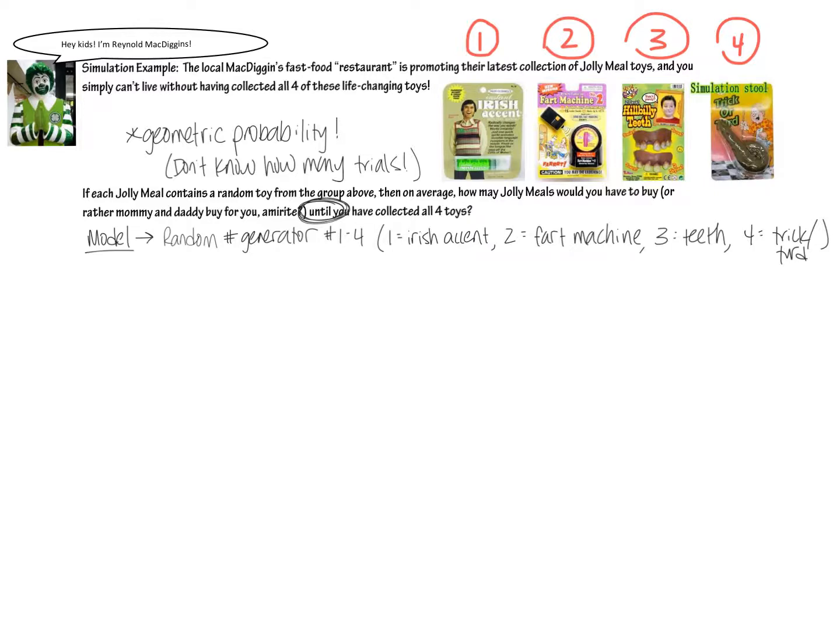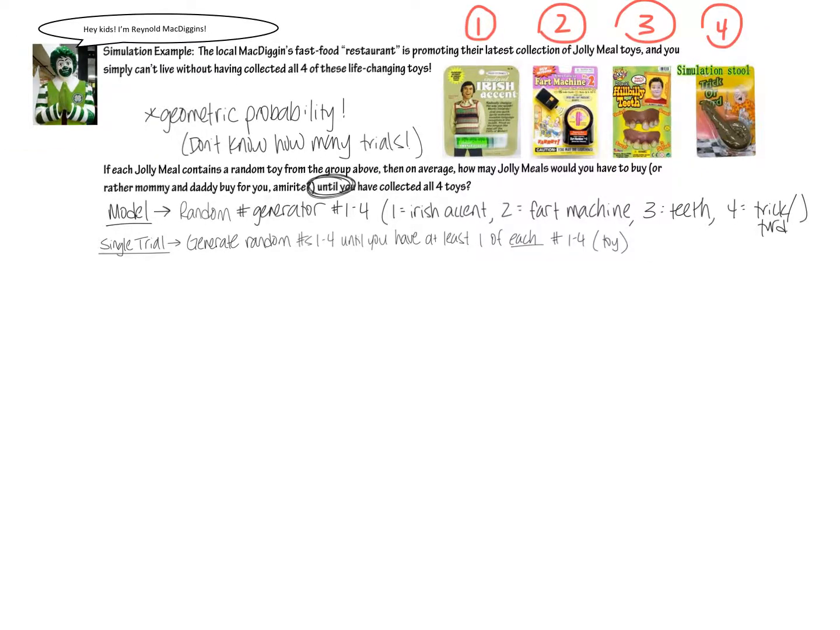And in that single trial, each time I'm using my calculator and pressing buttons, I'm generating numbers. What does that look like? So here's what my single trial looks like. I am going to continue hitting random number on my calculator, generating numbers 1 through 4, until I have at least one of each number 1 through 4. And now most likely I'm going to get some repeated toys in there.